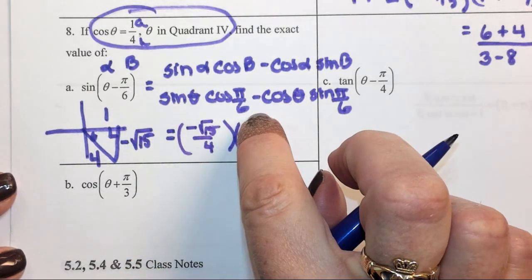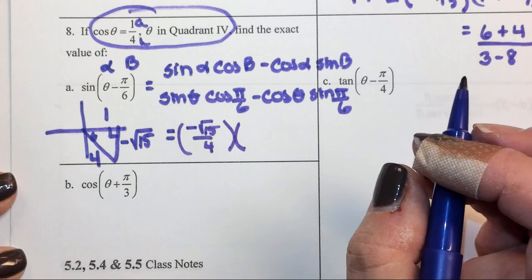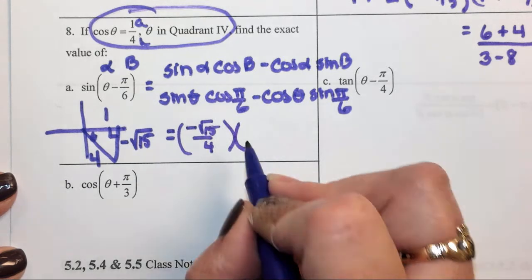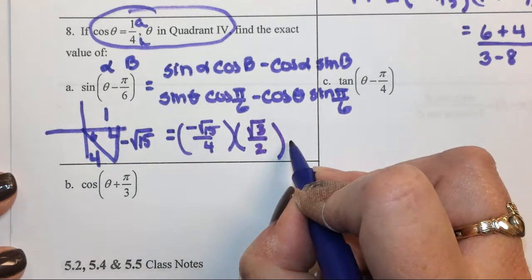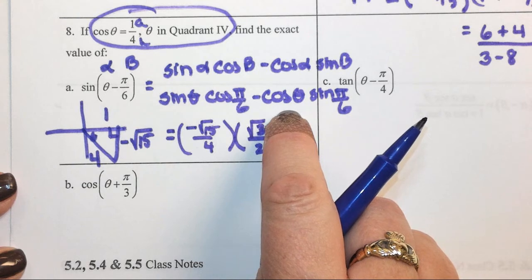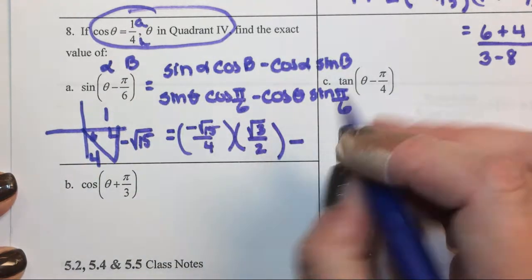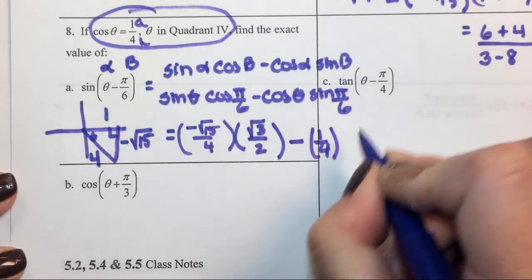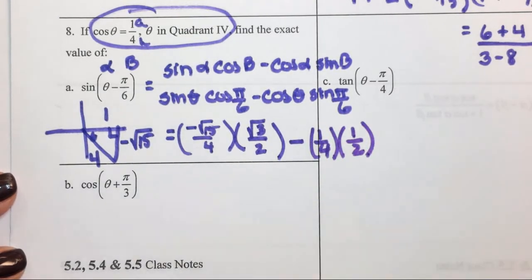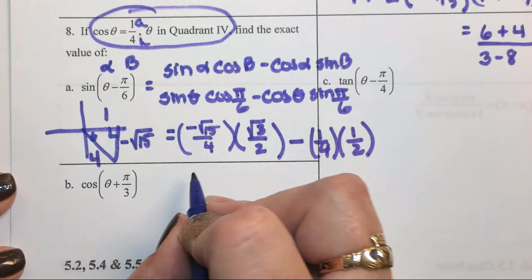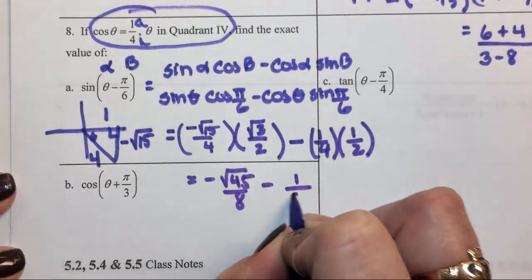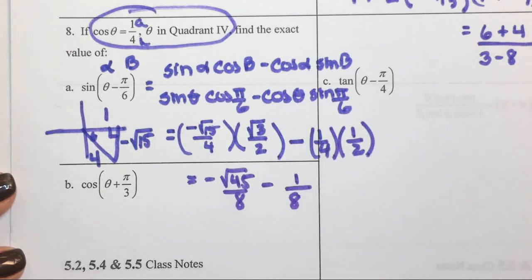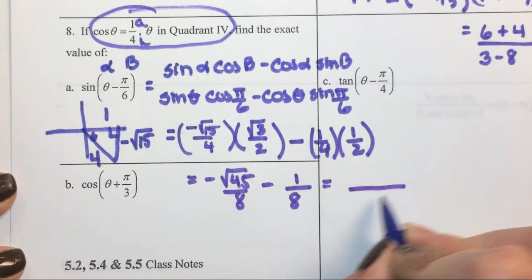Unit circle, cosine of pi over 6. First quadrant is positive, so it's going to be square root 3 over 2. Minus cosine of theta they actually gave to you, or you can get it from the triangle, which is 1/4, times the sine of pi over 6, which is a half. So now I can multiply them together. Negative square root of 45 over 8 minus 1 over 8. Already have a common denominator.